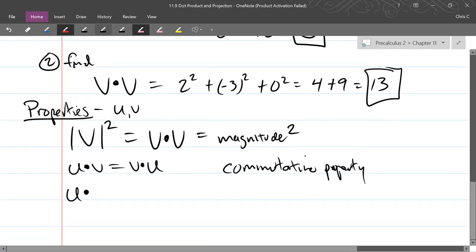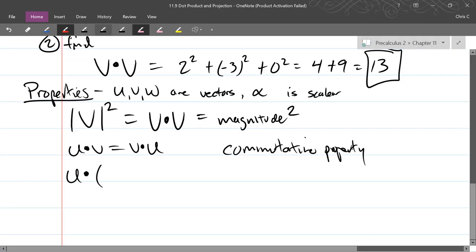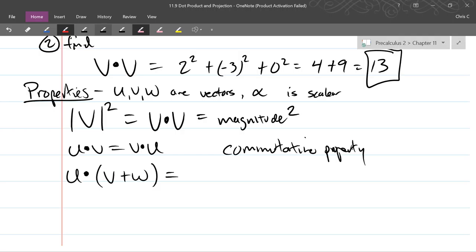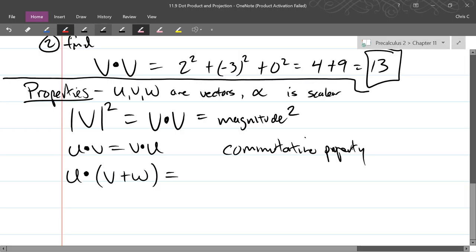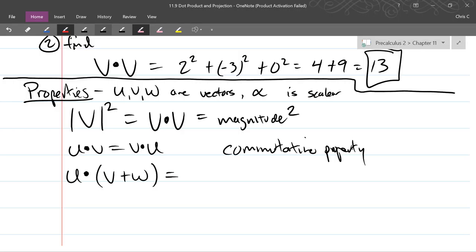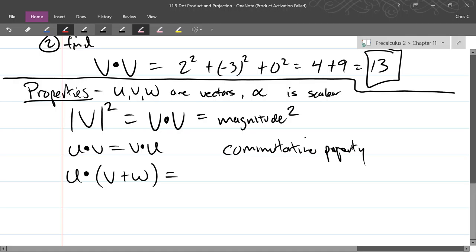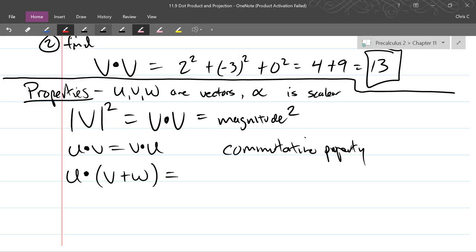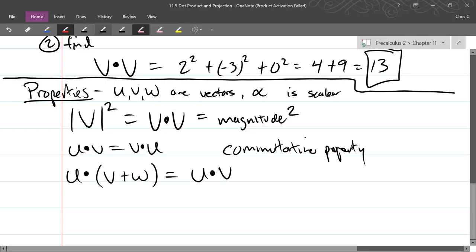So our properties, we need u, v, and w are vectors. And I think we only need one scalar. So we'll go with alpha is a scalar. So we don't call it a product for no reason, aside from the fact that when you perform it, you're actually multiplying, so you're creating products when you compute this. It also has the distributive property. So I can have the product of u times the sum as the u times v plus u times w. The only difference is when I say times, I mean the product that we're using here, which is dot product. So it's u dot v plus u dot w. And that's distributive property.